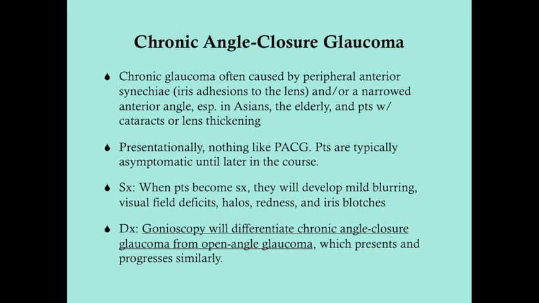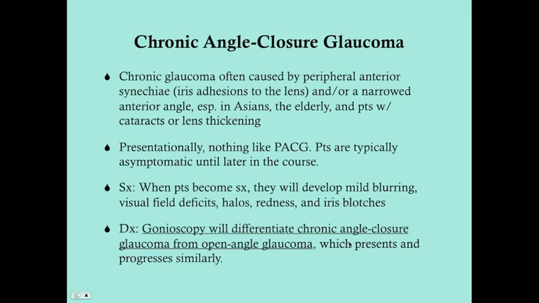Okay, so this is a completely different animal here, chronic angle closure glaucoma. This is not very common in the US, but it's more common in Asia. This is a chronic glaucoma that's often caused by things that can narrow the angle. So this would be things like synechia, and that's just adhesions of the iris to the lens, a lot of times caused by uveitis.